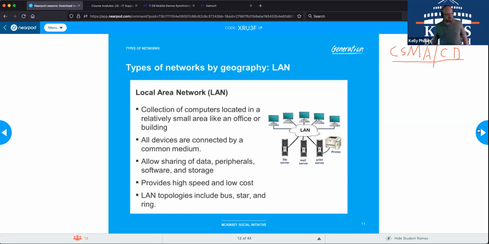They allow the sharing of data, peripherals, software, and storage. So we can have file servers attached, printers, all that kind of fun stuff, and they're sharing all of this together in a local area network. It provides very high speed at low cost. And the topologies that you would typically see on this include your bus, star, and ring.